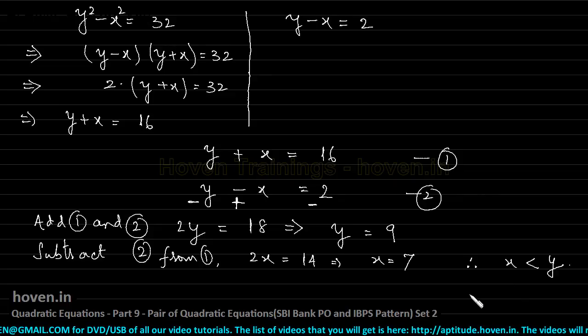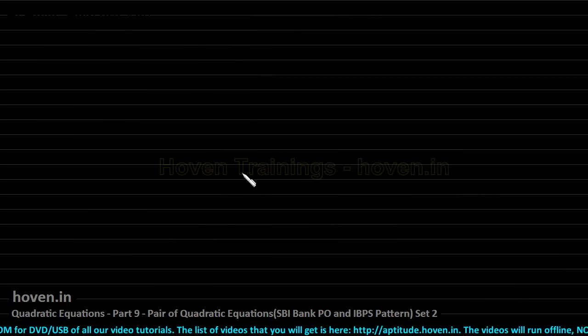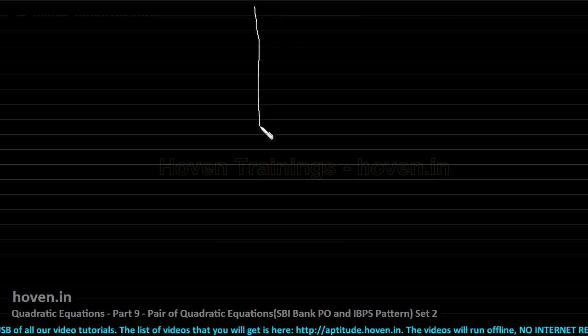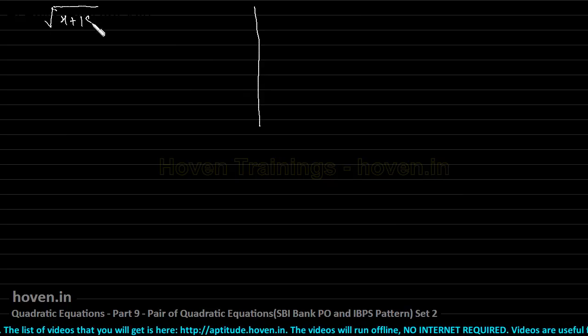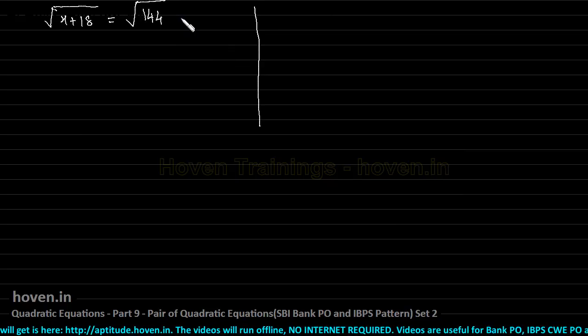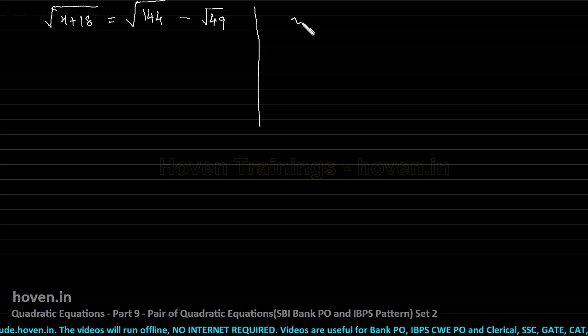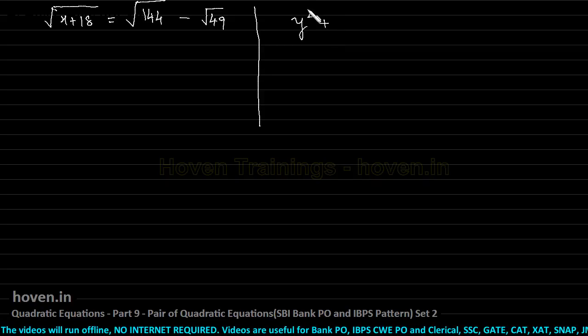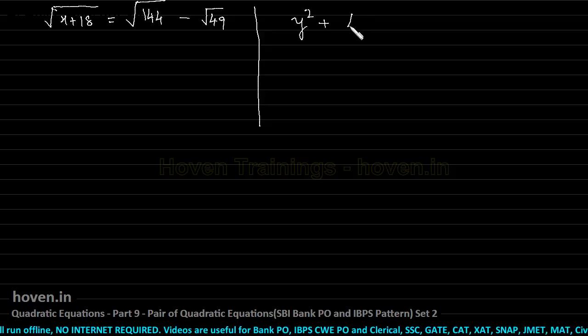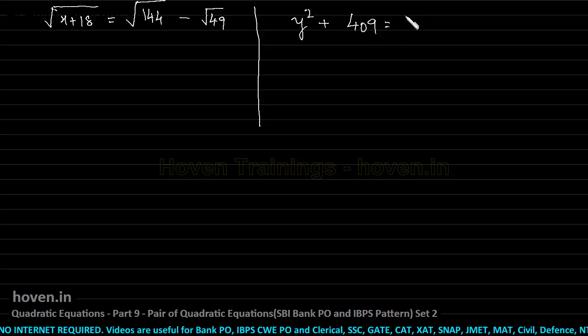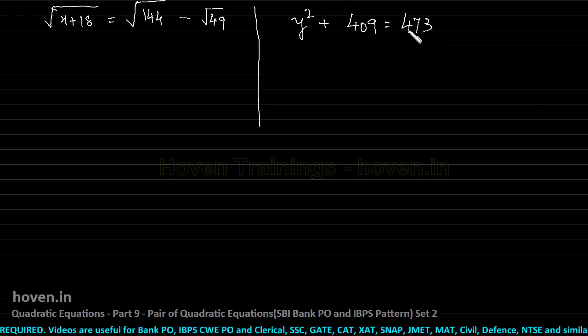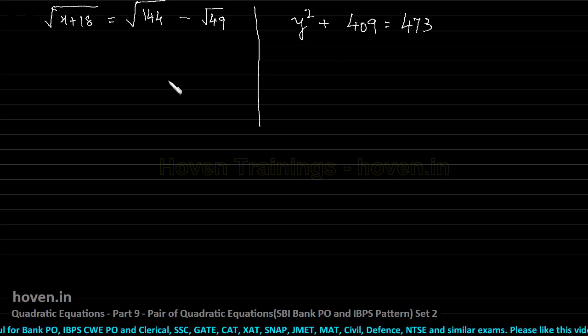Let us now move on to our next question. Here he has given us square root of x plus 18 equal to square root of 144 minus square root of 49. This is one thing he has given. The second thing he has given us is that y square plus 409 equal to 473. These are not tough, but basic mathematics is required in this case.